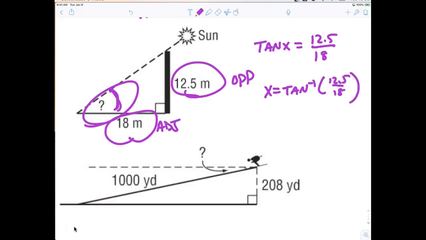Now remember, inverse tangent means what angle? That's what we're finding. What angle has a tangent of 12.5 over 18? And what angle is that? Yep. About 34.8 degrees. Is everybody okay with that? 34.8 degrees? I think that's pretty good. All right, is it coming back now? All right, let's take a look at the next one.